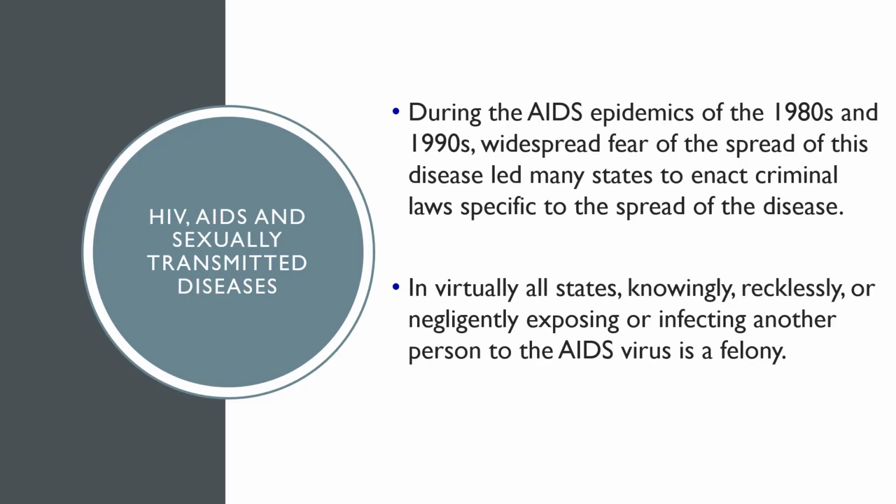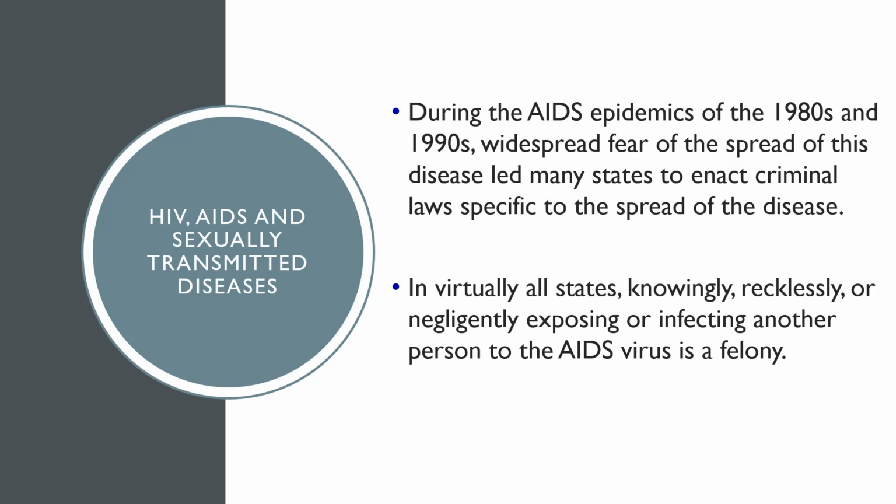All right. Let's talk a little bit about sexually transmitted diseases. During the AIDS epidemic of the 1980s and 90s, there was this fear that AIDS would be weaponized and that people would get AIDS, both in these sexual assaults, and that it could be used as a weapon against people. So every state pretty much enacted specific laws to deal with this. If you know you're HIV positive or you know you have an STD and you knowingly or recklessly or negligently expose another or infect another person, it becomes a felony.